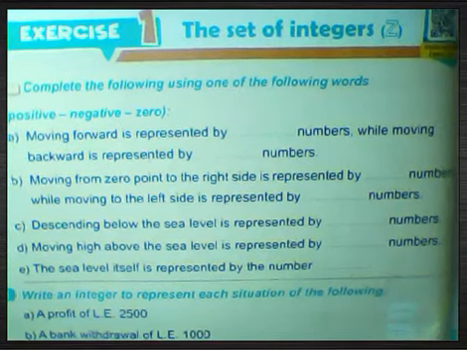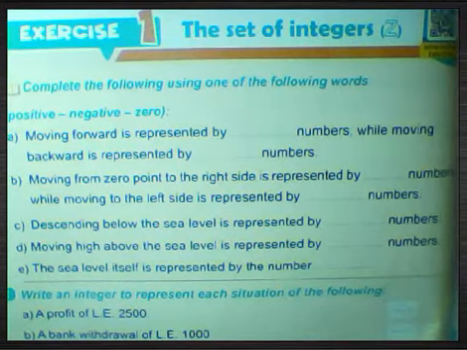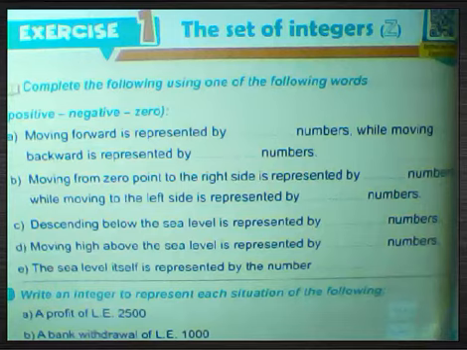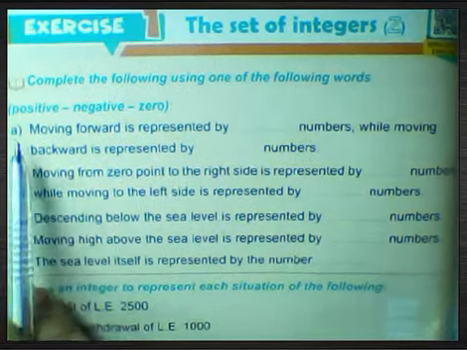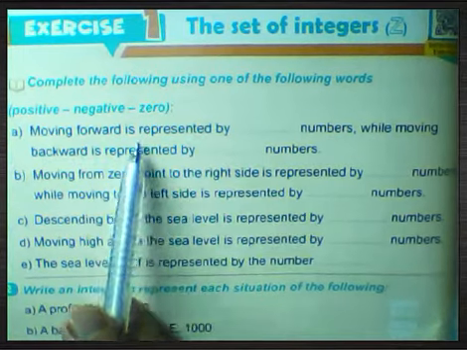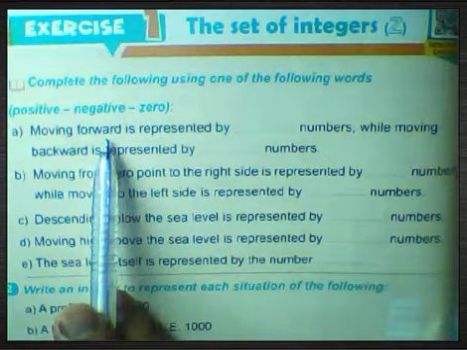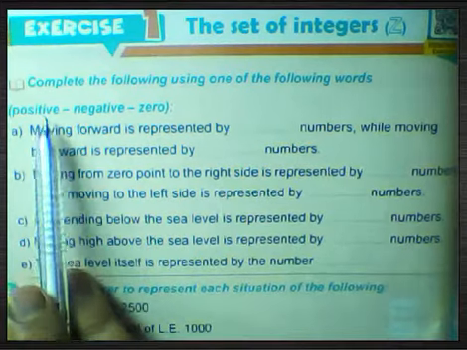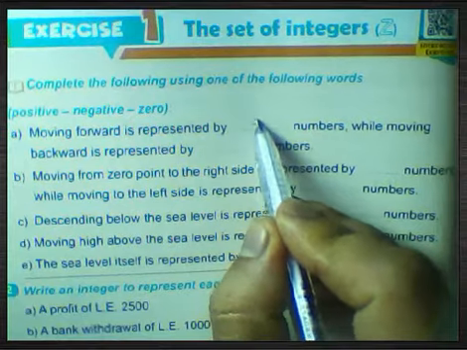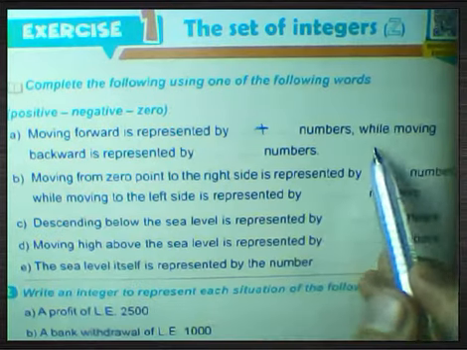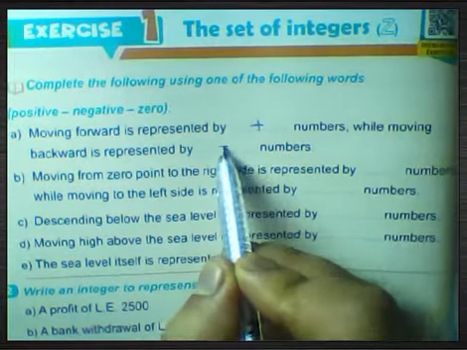Today we are going to talk about lesson 1, the set of integers. Question number 1, complete the following using one of the following words: positive, negative, or zero. Letter A, moving forward is represented by positive numbers, while moving backward is represented by negative numbers.